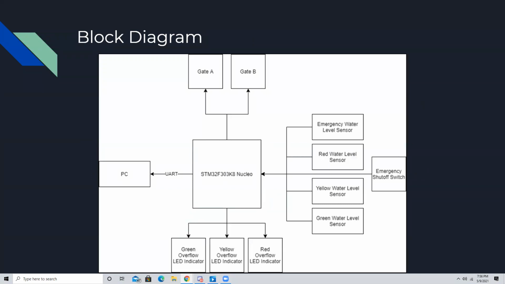So here we have our block diagram, and the modules on the right are actual inputs. On the far right, you have the emergency shutoff switch, and then on the left, you have the level sensors. These are all simulated virtually. If you look down on the bottom, the green, yellow, and red overflow modules are the outputs, and on top are the gates, and those are outputs as well. And using the UART software, we connect the Nucleo to display our values from the PC.